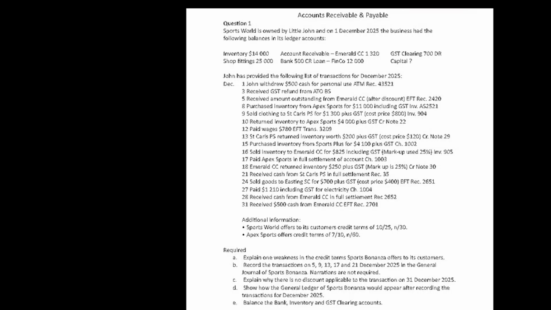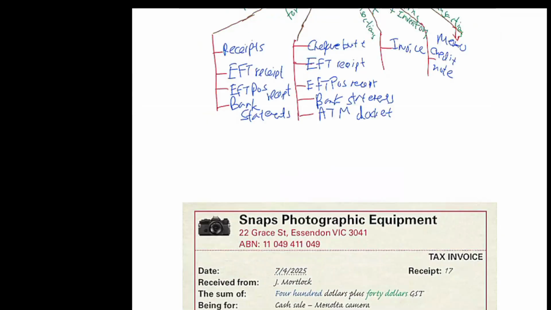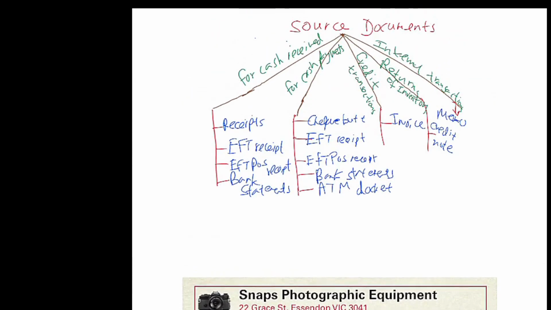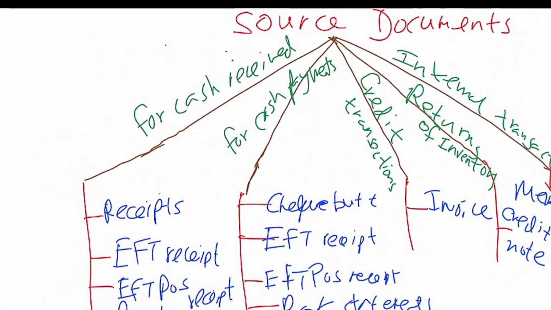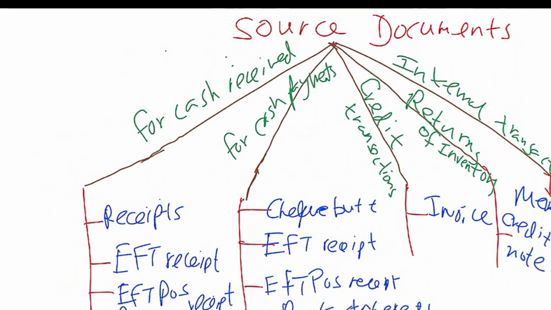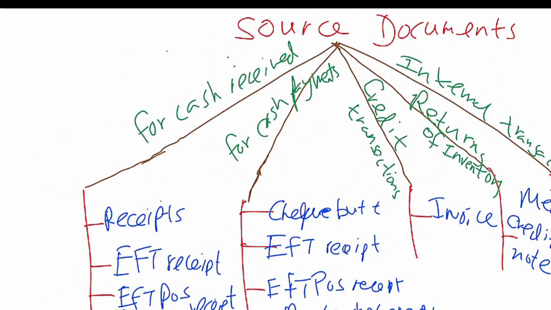Before I start, I just have to introduce you to the source documents. Some of them I didn't include last time, I didn't explain. Are you okay with these ones? For cash received, what do we use? Receipts, EFT receipt, EFT-POS receipt, bank statement, right? Cash payments, what do we use? Cheque butt, EFT receipt, EFT-POS receipt, right?